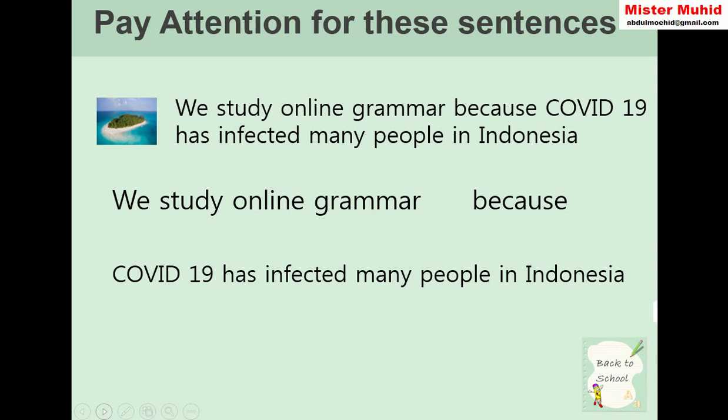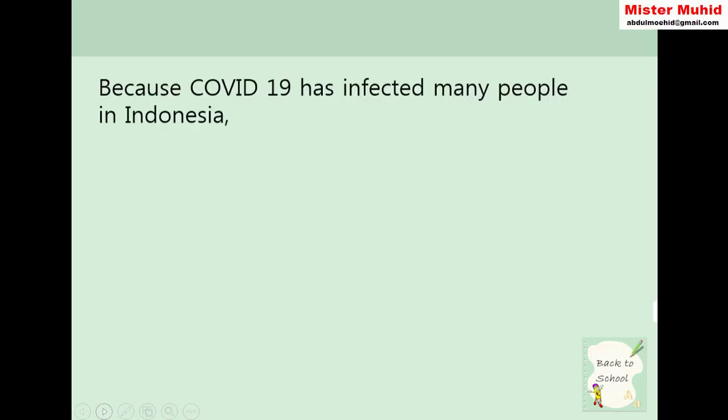So if we divide the sentence into some categories: this is the subject, we, and then the verb, study, and then because is the connector. COVID-19 is the subject, and the verb is has infected. And then the adverb connector, sorry.